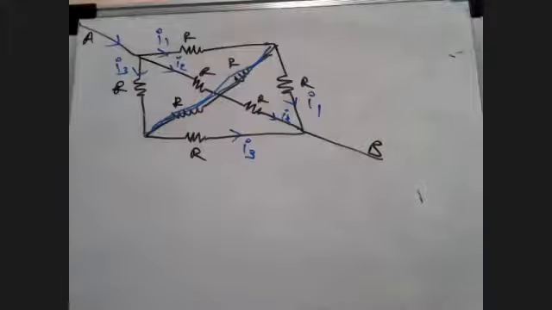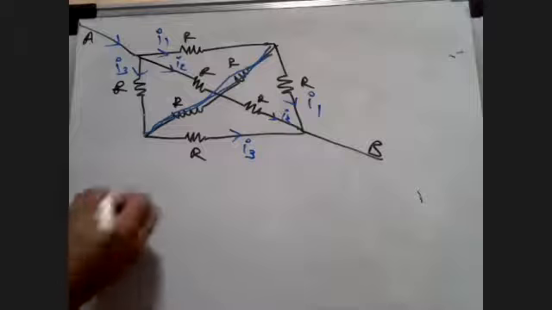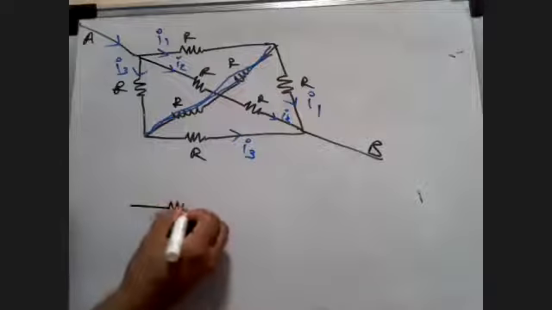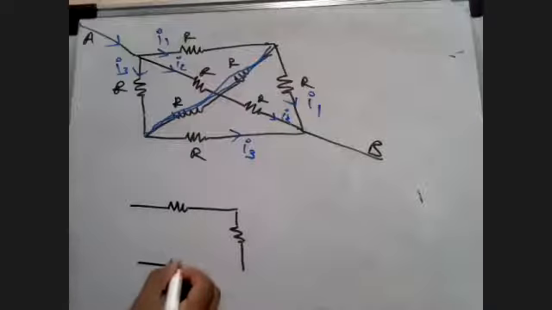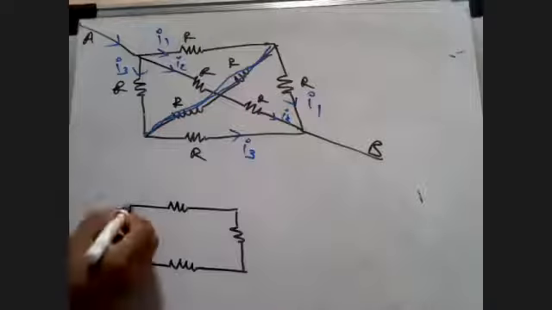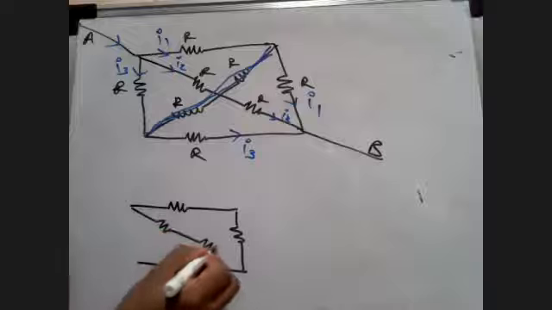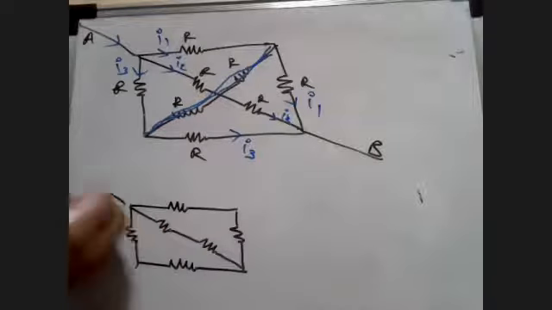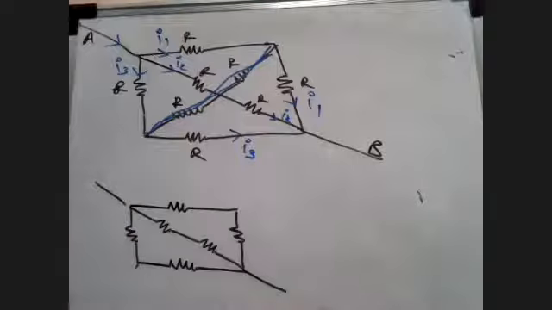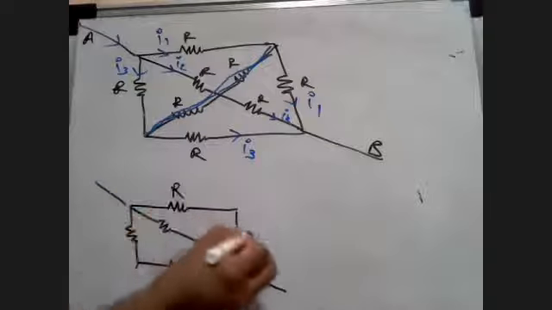So in that case, what will be my equivalent circuit diagram? If I redraw it, I will get this resistor here, this resistor right here, one resistor here, two resistors here, like this, and this is one resistor. Now, can you tell me what is going to be my equivalent resistance across A and B?